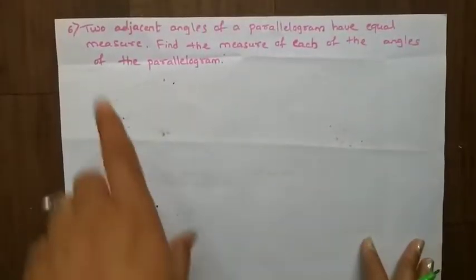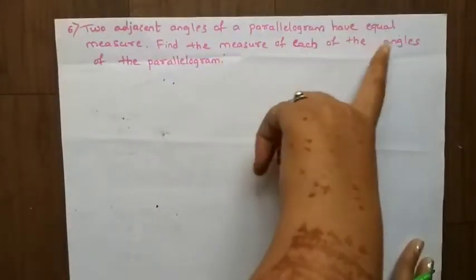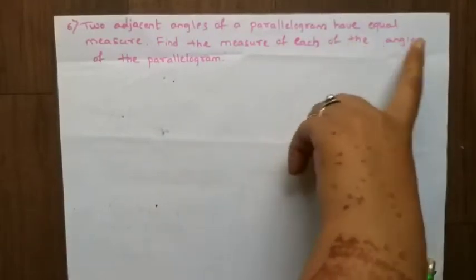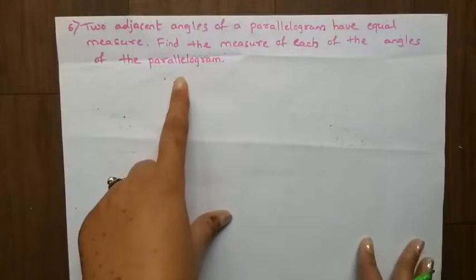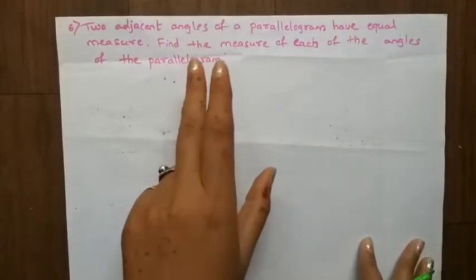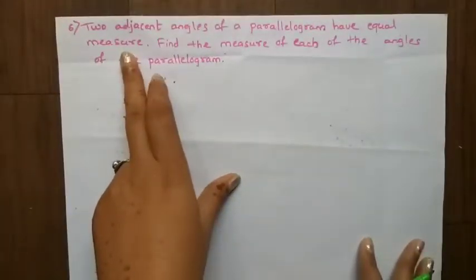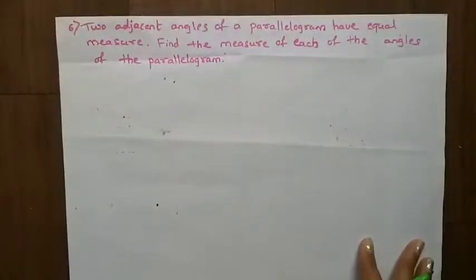So this is the sixth question. Two adjacent angles of a parallelogram have equal measure. Find the measure of each angle of the parallelogram. Here they have given that two adjacent angles of a parallelogram have equal measure, but they have not given particular values. So here we have to consider a variable, but the two adjacent angles are equal.